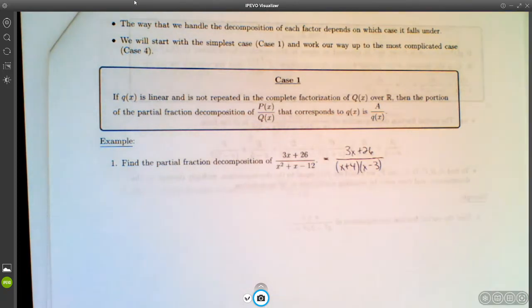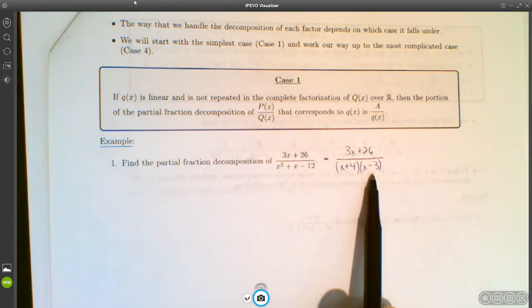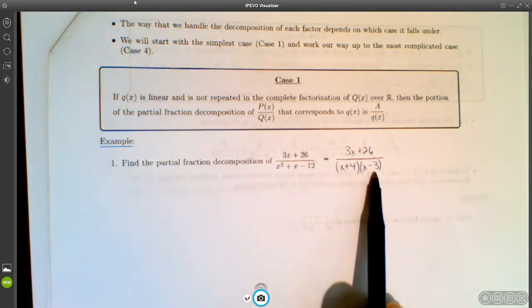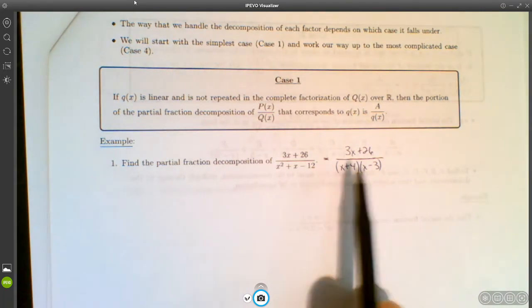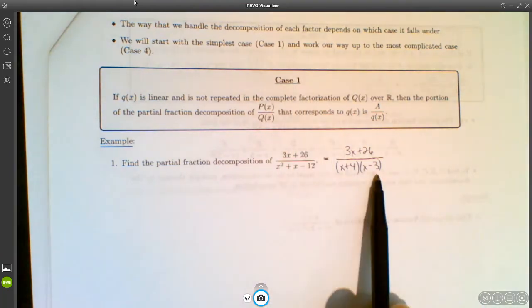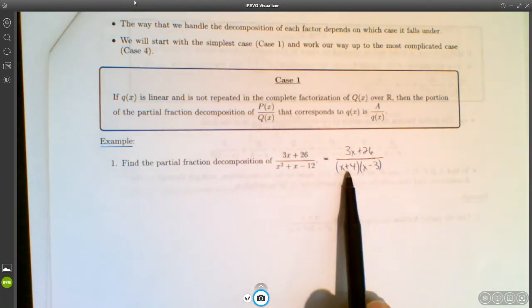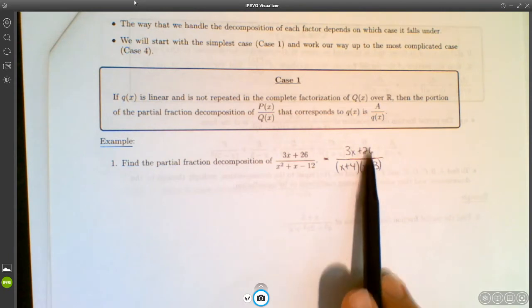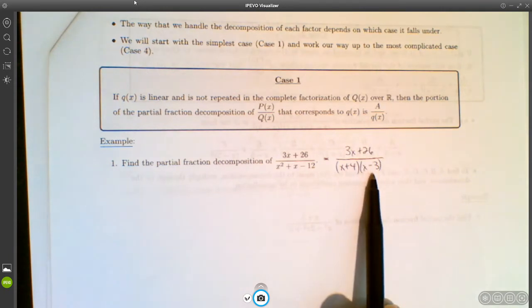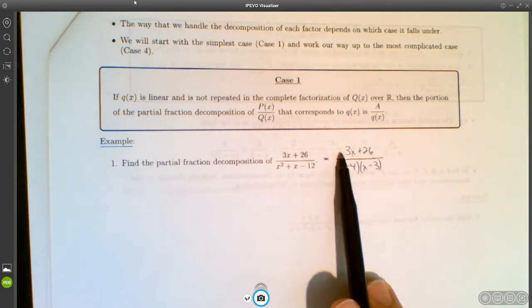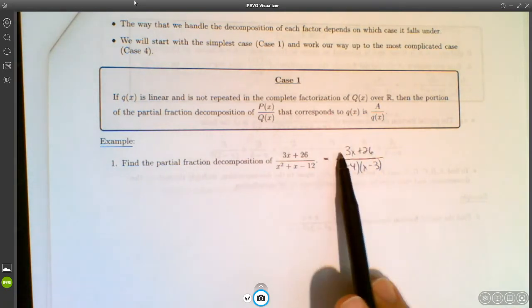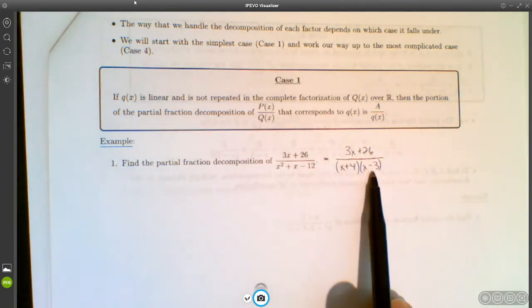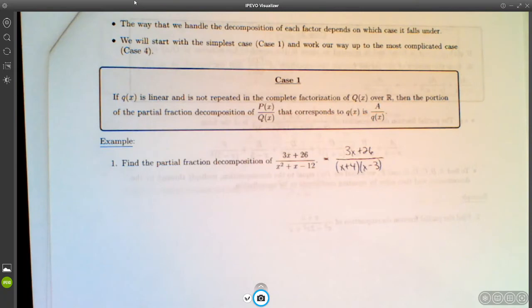So notice that in the denominator now, we've got 2 linear terms and neither of them is repeated. So these are both case 1 scenarios. That tells us that the partial fraction corresponding to x plus 4 is just going to be a over x plus 4. And the partial fraction corresponding to x minus 3 is going to be b over x minus 3. Right? So it's just some real number. I'm calling them a and b, but it's just some real number over x plus 4 and then some other real number over x minus 3.